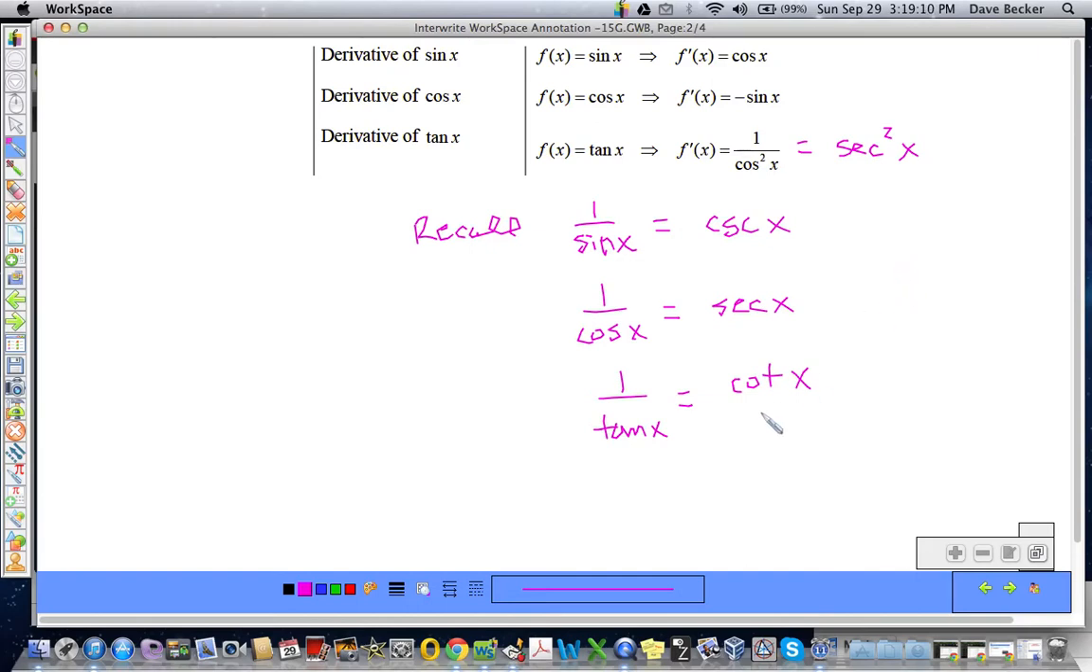Okay. And the proof for tangent x is just, let's see, we know that tan x equals sine x over cosine x. So if you take the derivative of tangent x using sine x and cosine x, not chain rule, the quotient rule, you arrive at 1 over cosine squared x. And I can show you that in class as well.